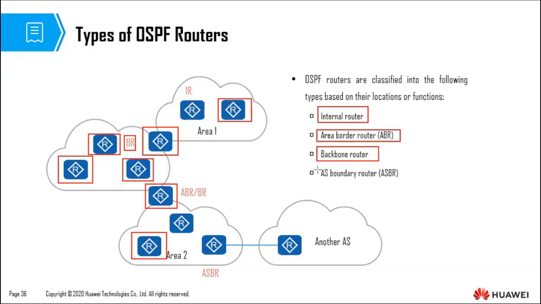Then lastly, we have the ASBR, Autonomous System Boundary Router. ASBR connects you to another AS, to another autonomous system. So this is an ASBR, this is an ASBR, Autonomous System Boundary Router. So those are the four types. Those are the four types of OSPF routers.